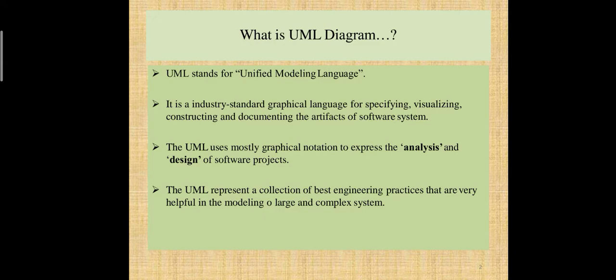Now, before that, in just 2 minutes, we will revise what the UML diagram is and how the different diagrams are classified under the structural and behavioral models of the system. So, UML stands for Unified Modeling Language. It is an industry standard graphical language for specifying, visualizing, constructing and documenting the artifacts of a software system.